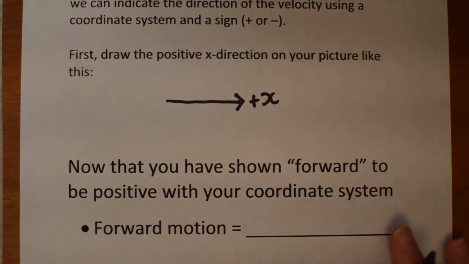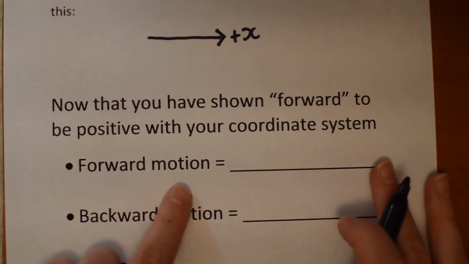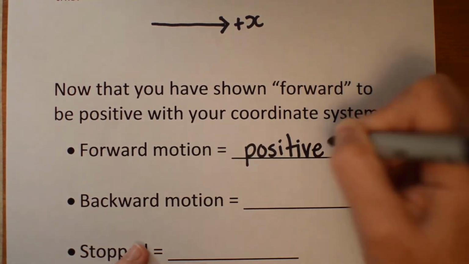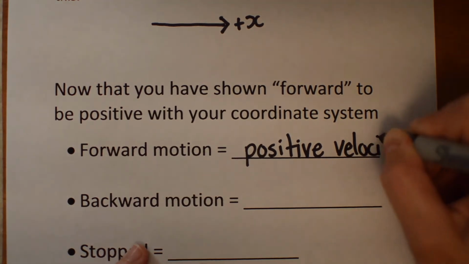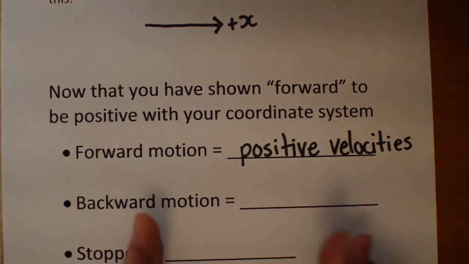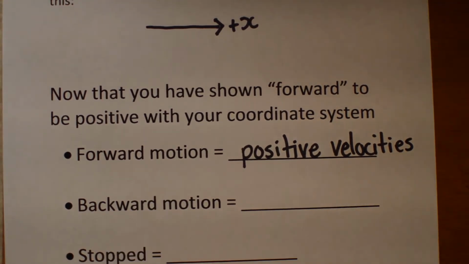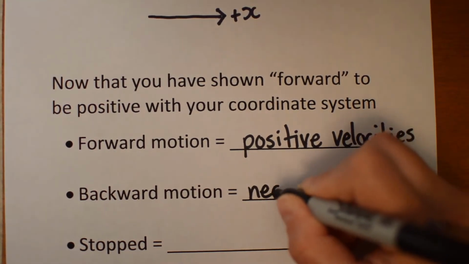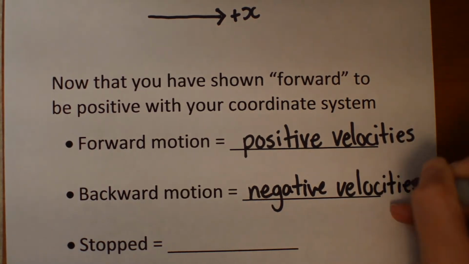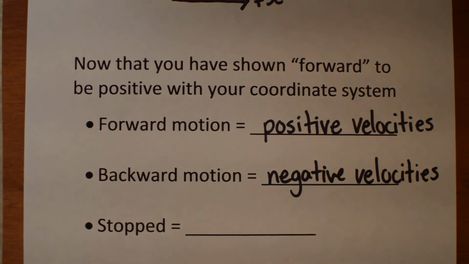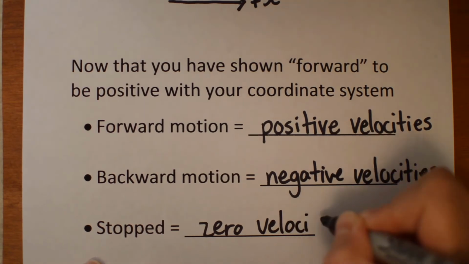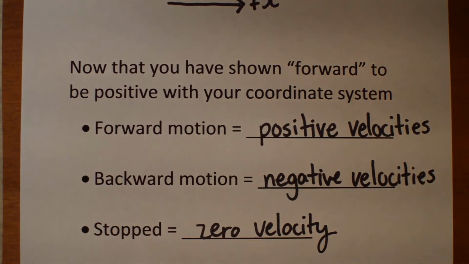So if we make positive x forwards, then that means that forward motion will be positive. So that'll be positive velocities. And as I move more forward, my displacement will also become positive. Backwards motion will be negative velocities. So my average velocity will be negative if I'm overall moving backwards, and stopped is of course 0 velocity. If I'm not going anywhere, then I don't have any velocity at all.